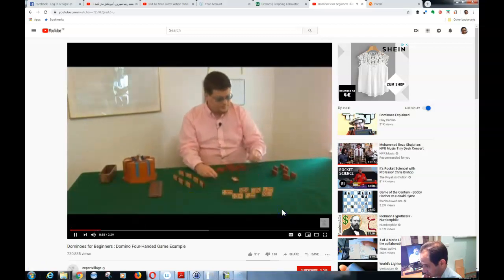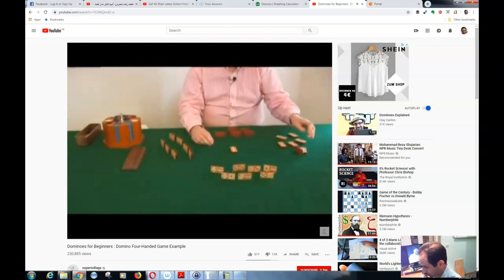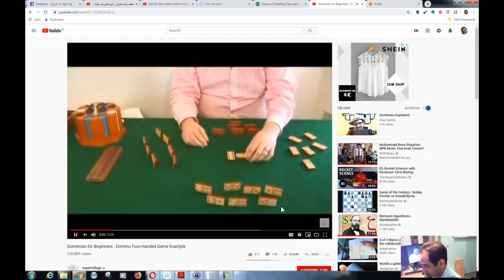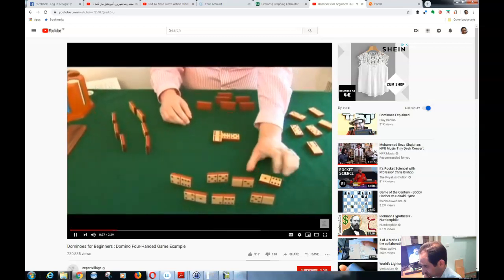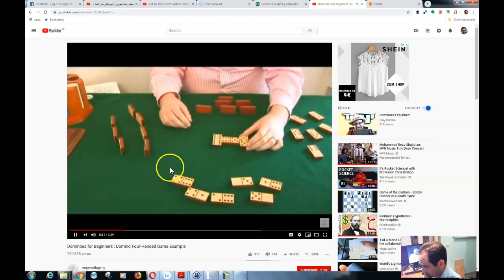Double sixes leads. The player to my left has to play a 6. This is neat. I'm going to know everybody's hand. He plays 6-5. You have to play a 6 or a 5. How about that double 5 there? That gets rid of some points for you.